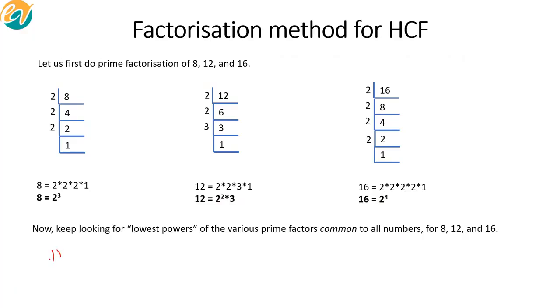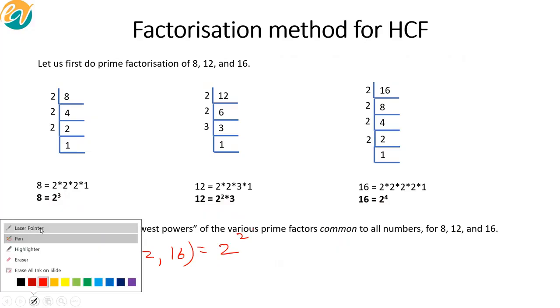Now let's do that. The highest common factor of 8, 12, and 16 is what we have to find. Notice there is a 2 here, a 2 here, and a 2 here. So clearly 2 is a factor of all three numbers. What we look for is the lowest power of 2. This is 2 cube, this is 2 square, and this is 2 raised to the power of 4. So what is the lowest power of 2 common to all three numbers? The lowest power is 2 square.